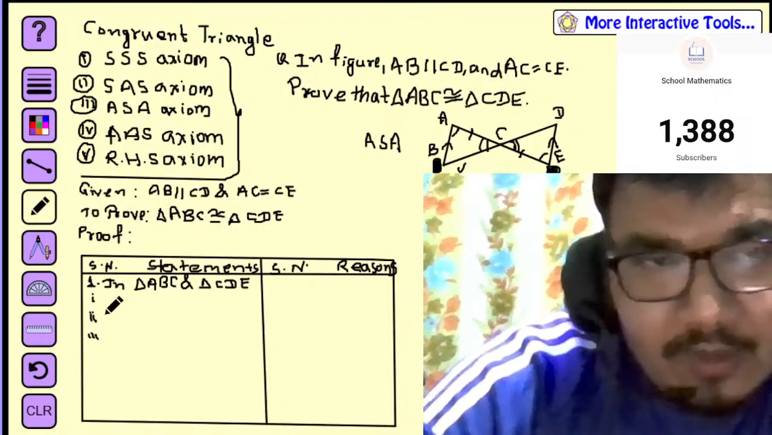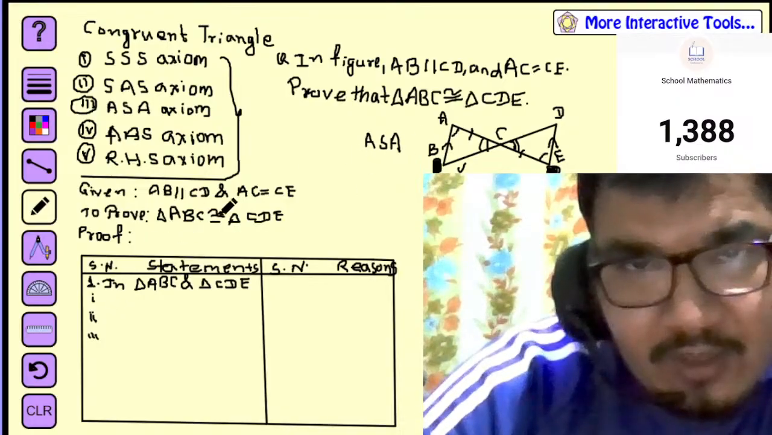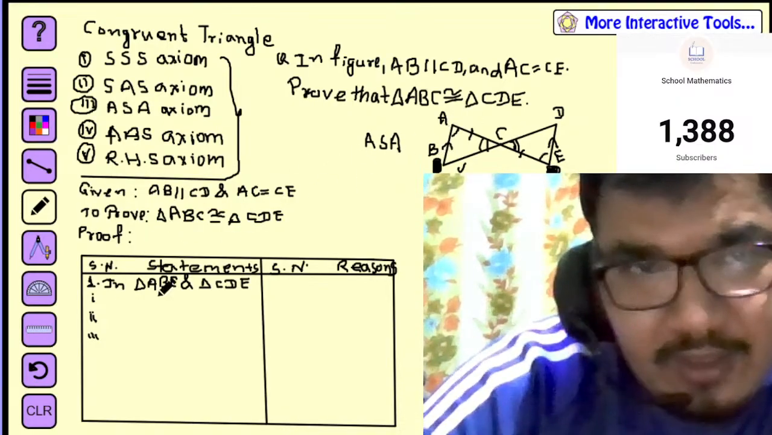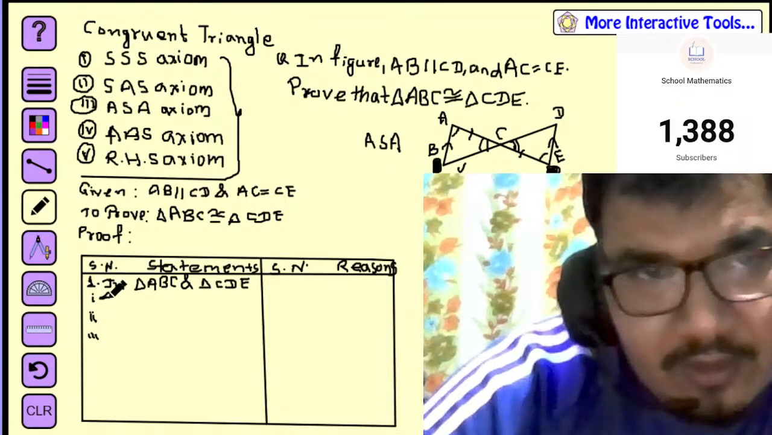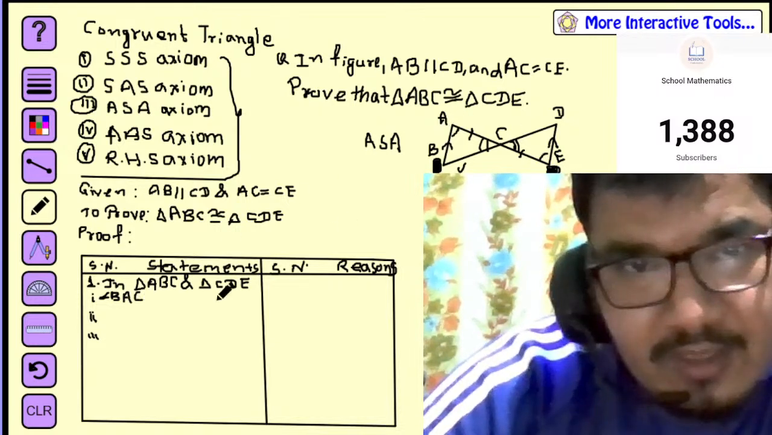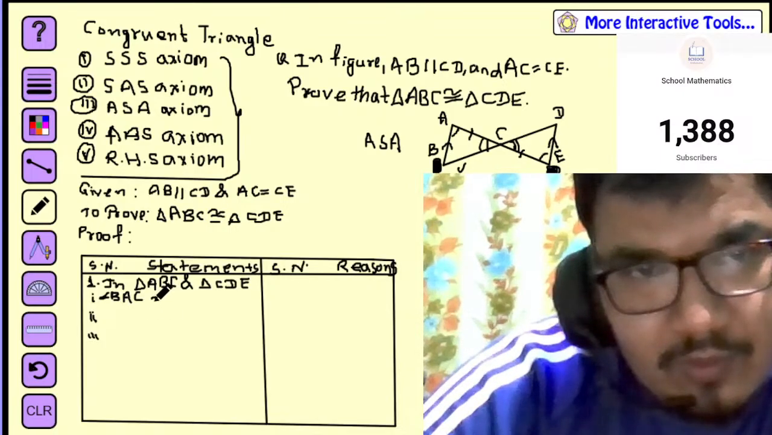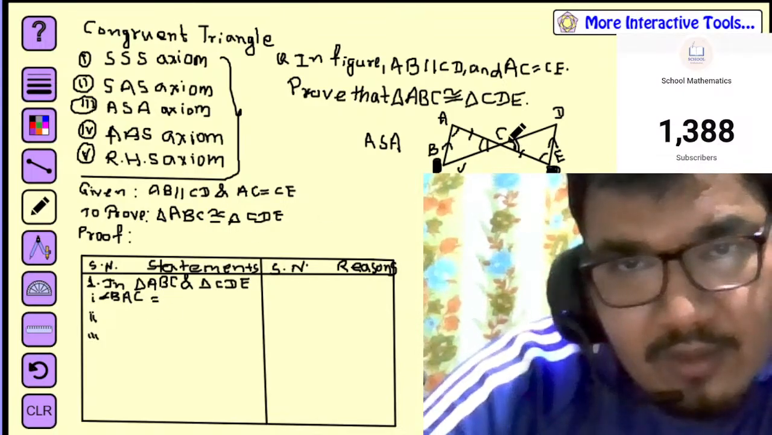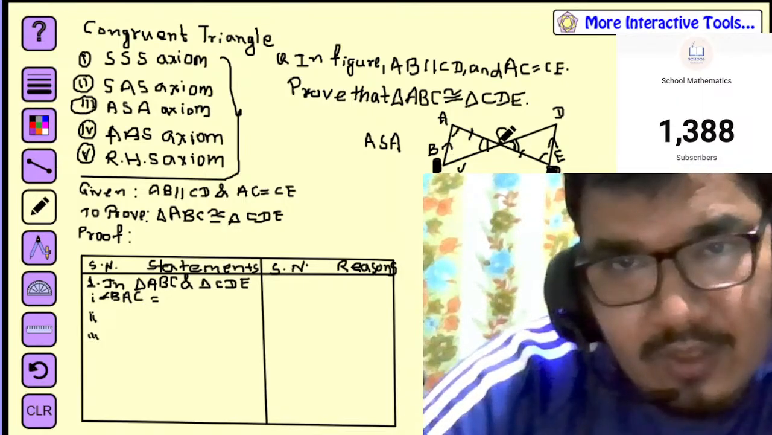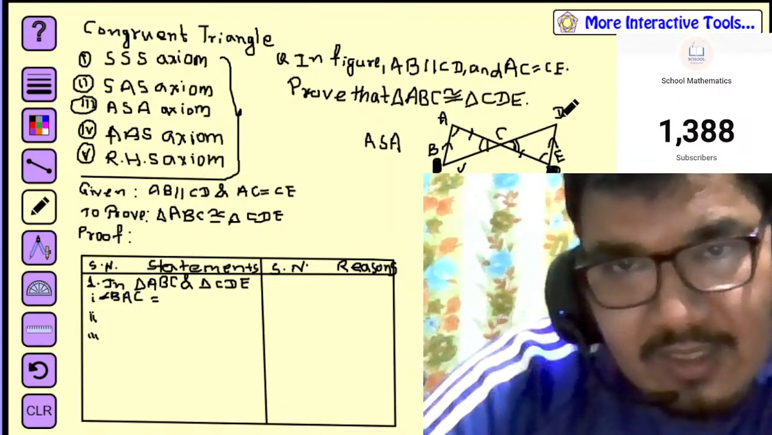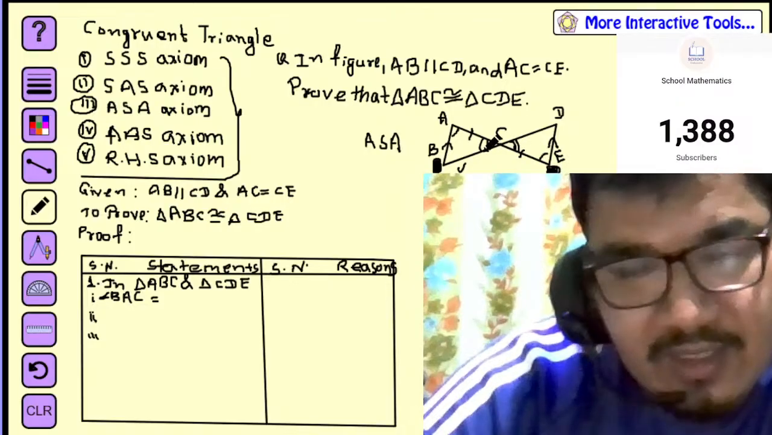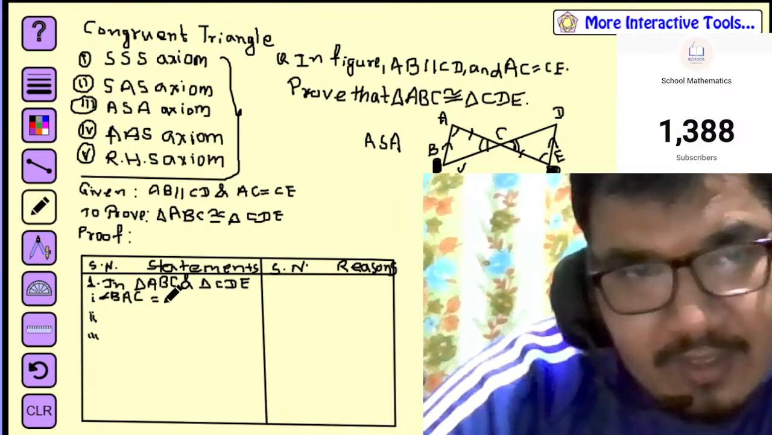Now first we have to write the angle, that is angle BAC. Angle BAC is equal to angle DEC.